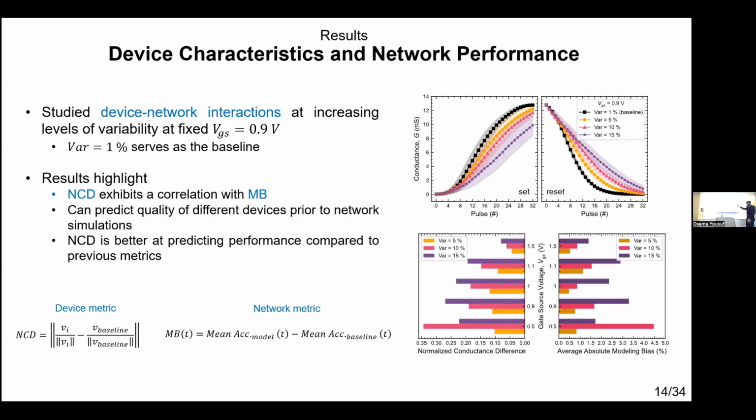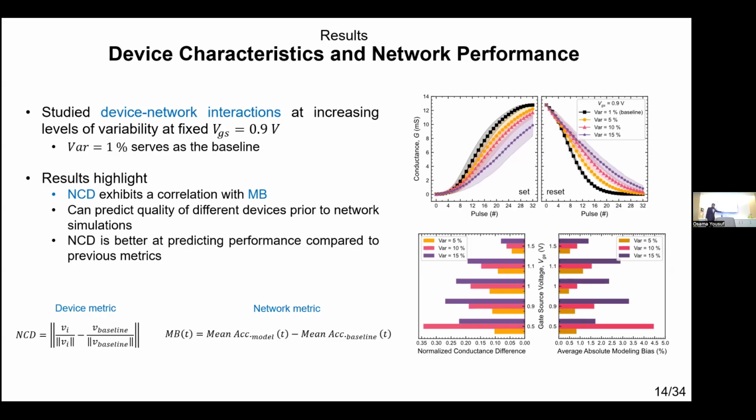What we do is that using these trajectories, we compute our normalized conductance difference metric, which is this equation right here. And this is again a novel contribution, which is at the device level. It's a metric for quantifying the quality of your models at the device level. You don't need to train neural networks using a particular model to compute this metric. All it's measuring is deviations between your model and some baseline. But what we do is that once we have these models, we also train using our hardware-aware training scheme, and then we compute the modeling bias metric.